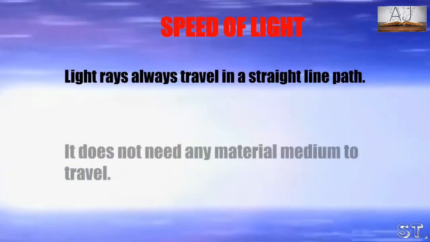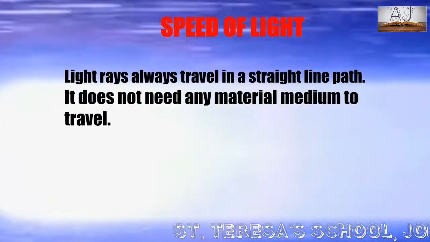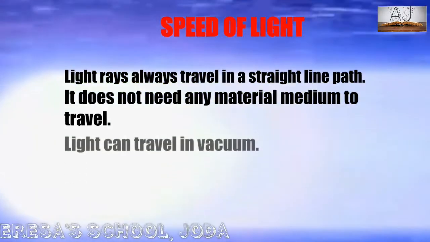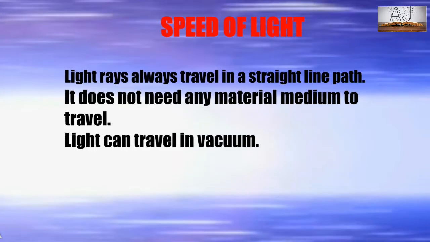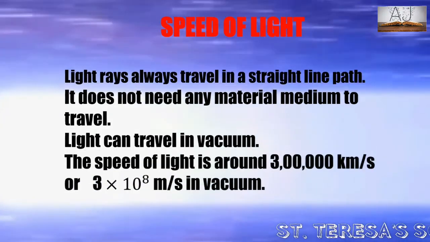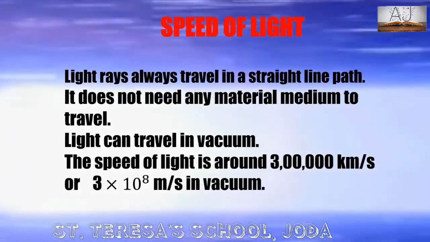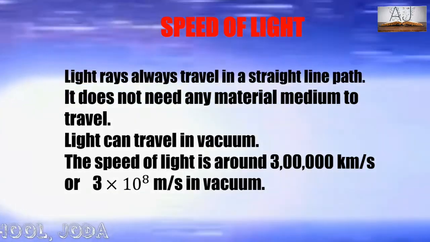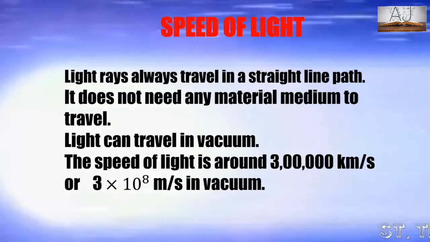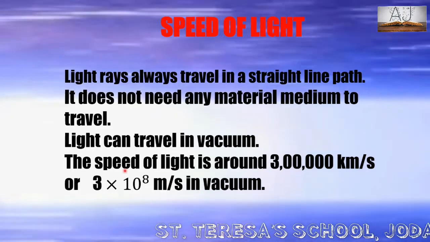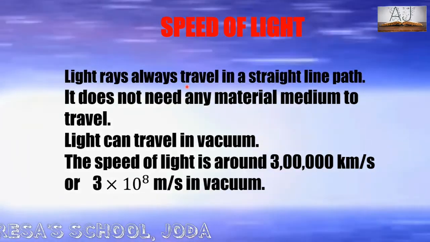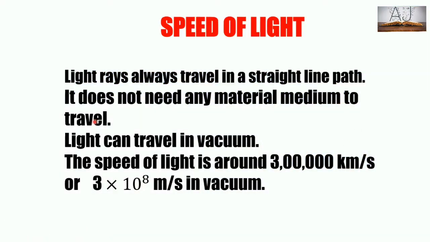Now let us see about the speed of light. Before that, let us see something about light. Light rays always travel in a straight line path. It does not need any material medium to travel in. Therefore, it can travel in vacuum as well. And the speed of the light is around 3 lakh km per second. Yes, you heard it correct. 3 lakh km per second.